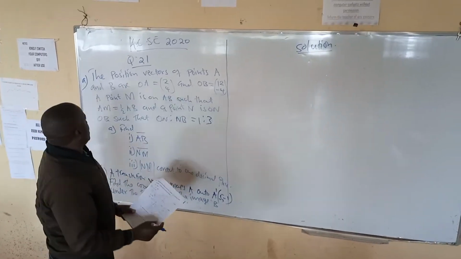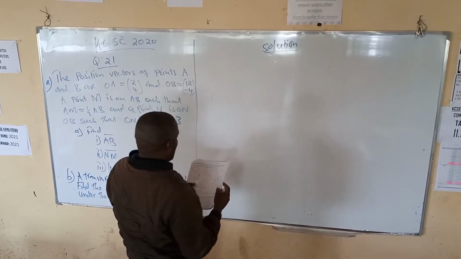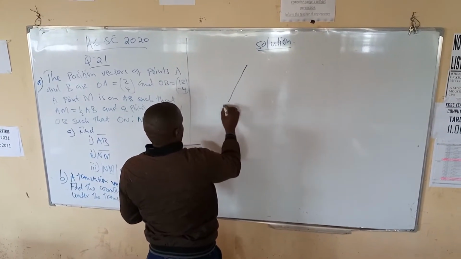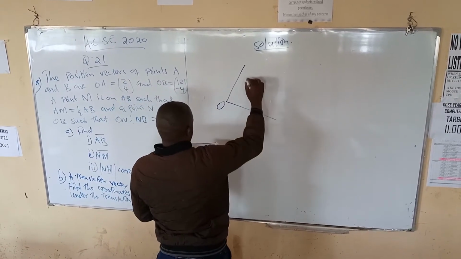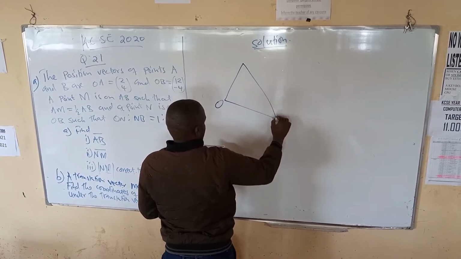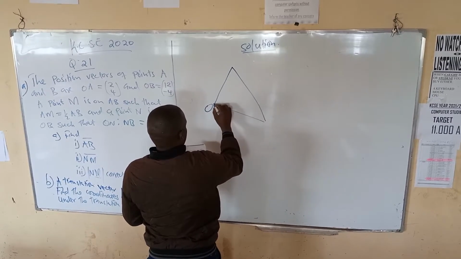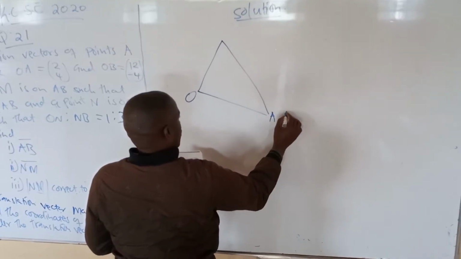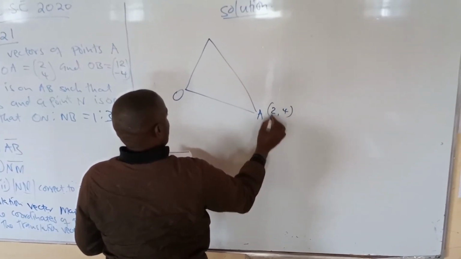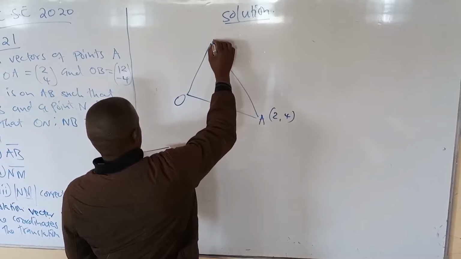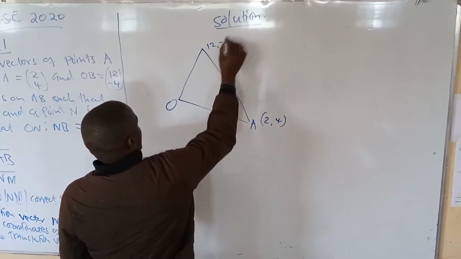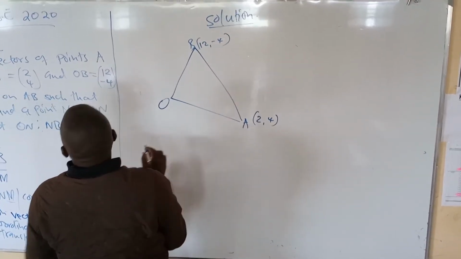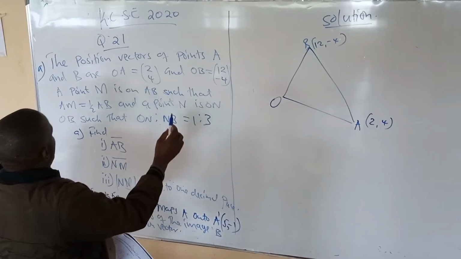Now what you need to do in this question, first of all, is make a sketch. You have a point O here, and then point A, whose coordinates we know are (2, 4) in coordinate form. B is (12, -4) in coordinate form. This is B and this is A, and then we have O here.